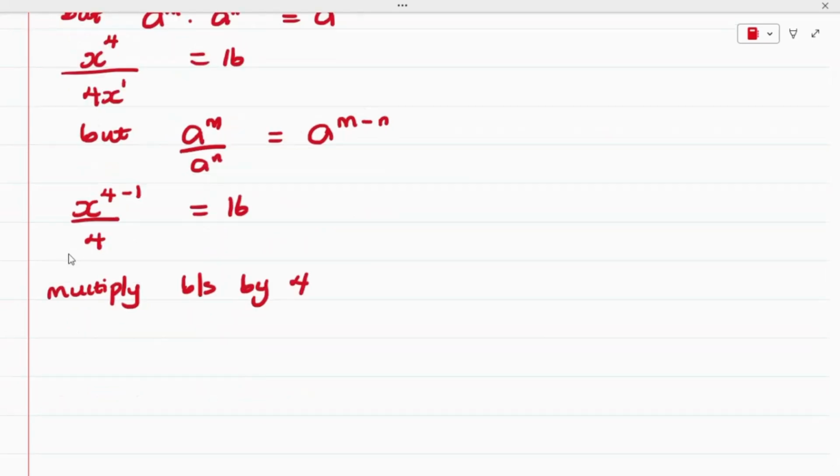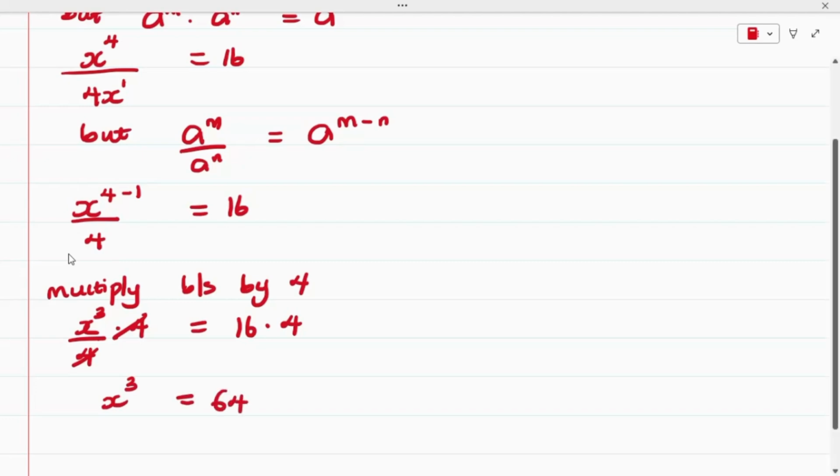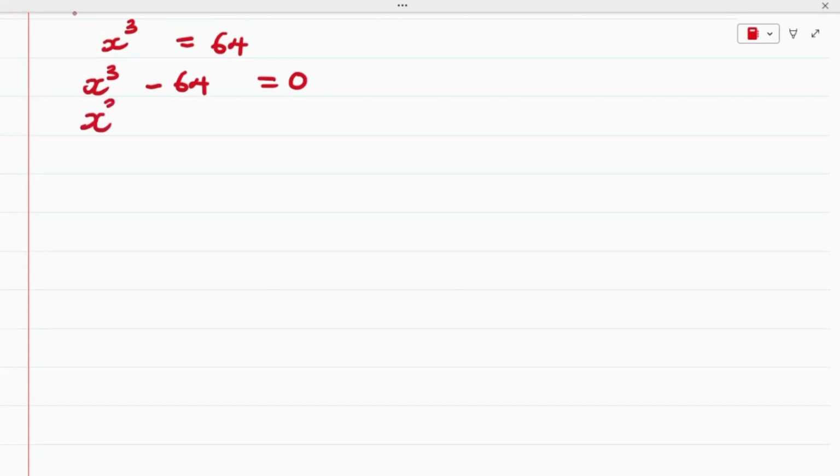Next, we simply multiply both sides by 4. We have x raised to the power of 4 minus 1, which is 3, divided by 4. If you multiply by 4, this is equal to 16 multiplied by 4, so this cancels out. So we have x raised to the power of 3 equals 16 multiplied by 4, which gives us 64. Rearrange and set to 0. We have x raised to the power of 3 minus 64 equals 0.